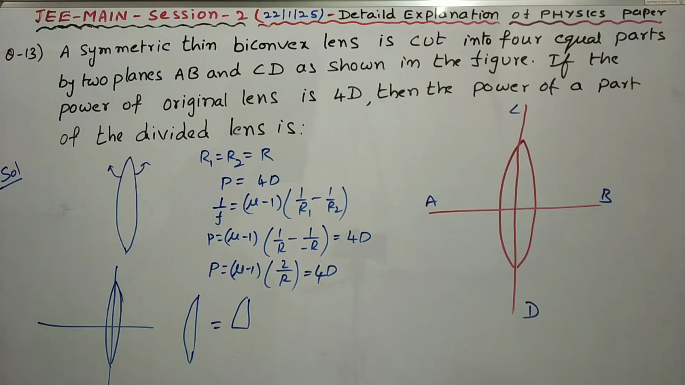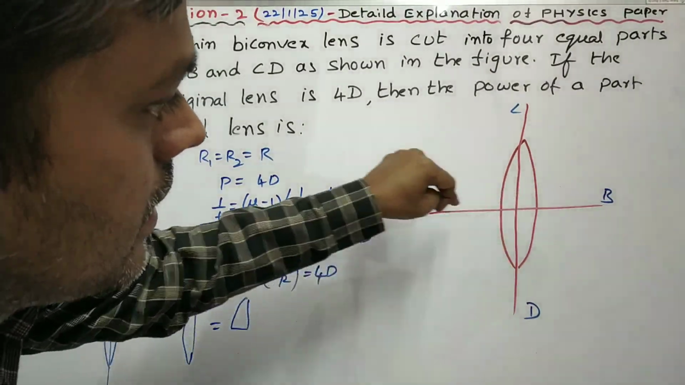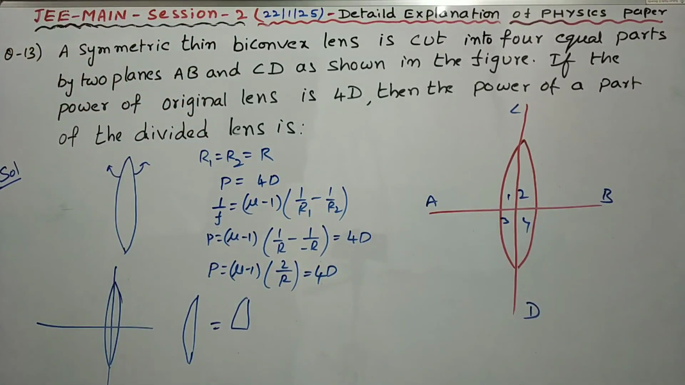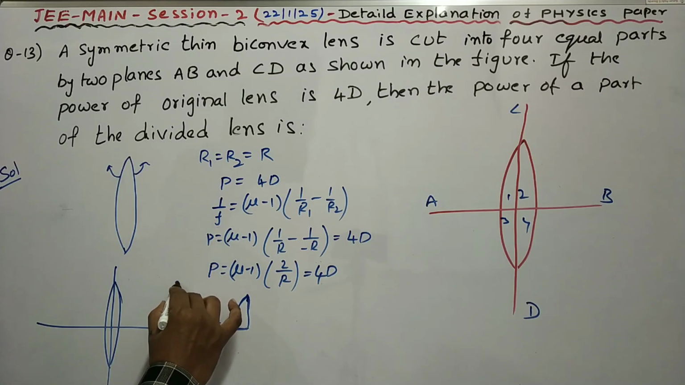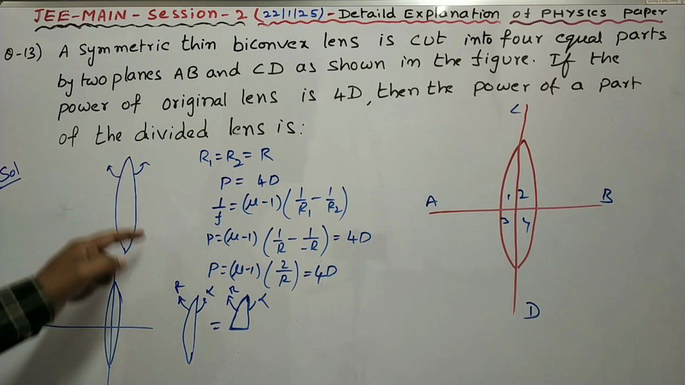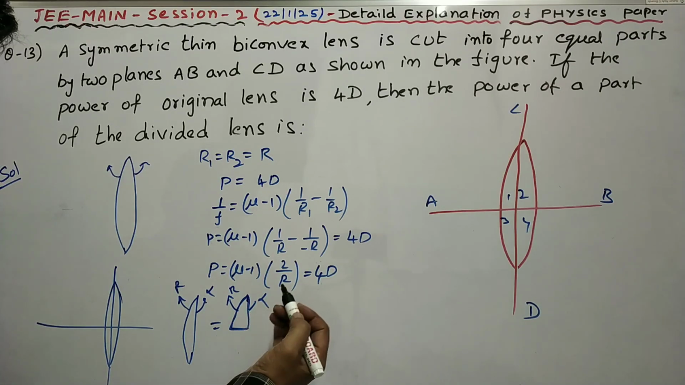This is also further cut. When you cut along CD, this is the half part. Along AB, this is 1, 2, 3, 4. So it looks like this. Its radius of curvature on one side is R. The radius of curvature of the other side is infinity, because it is flat, a straight line.